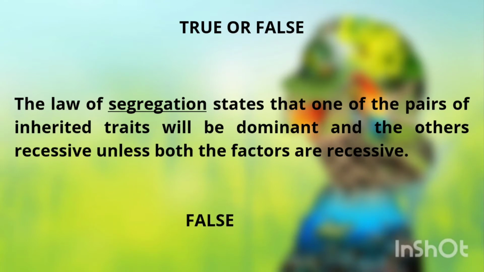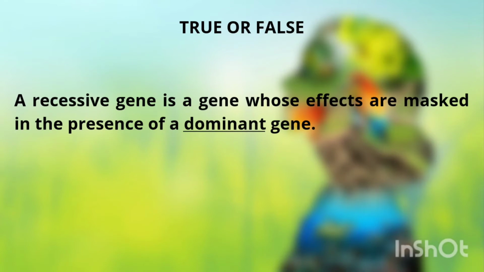If your answer is false, then you are correct. It is because it is the law of dominance and not the law of segregation. Next, a recessive gene is a gene whose effects are masked in the presence of a dominant gene. For this statement, the answer is true.